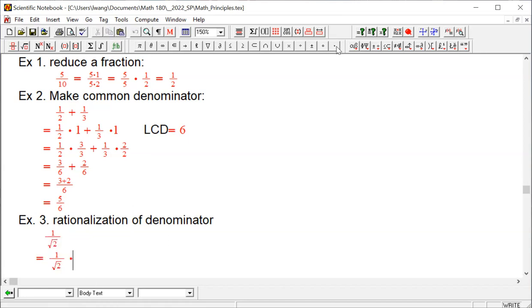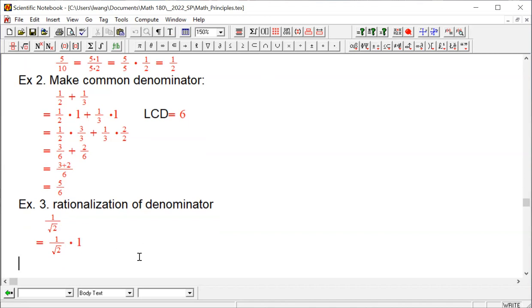And we multiply by 1. We know anything multiplied by 1 stays the same. But how do we choose the 1, though? We're going to choose 1 to be square root of 2 over square root of 2, and we know this is going to be 1. So the choice of 1 is really chosen based on the situation we're in.